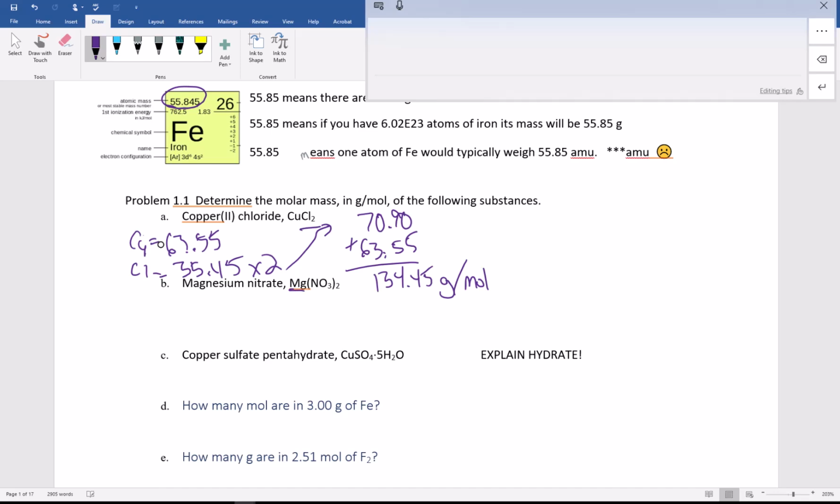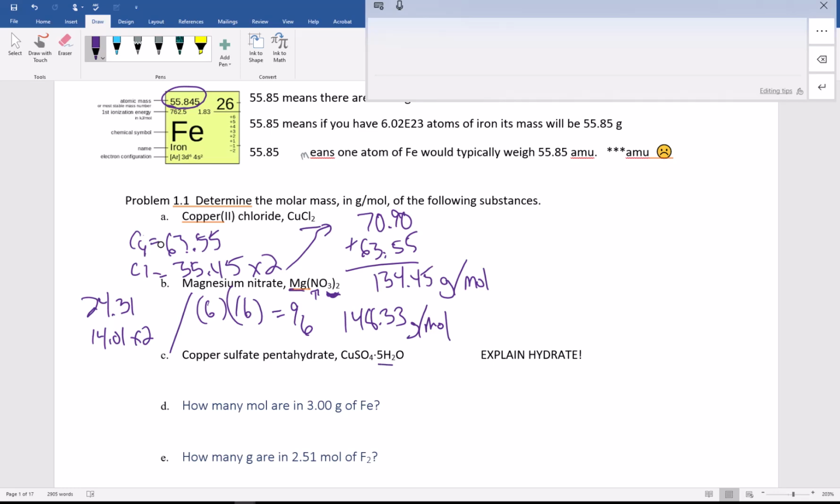Magnesium nitrate. Magnesium, periodic table, 24.31. Nitrogen, notice I have 2 of them. 14.01 times 2. And then I have oxygen, 2 times 3, not add, times. 6 times, periodic table says 16, equals 96. Add those together, 24.31 plus 28.02 plus 96 is 148.33 grams per mole.